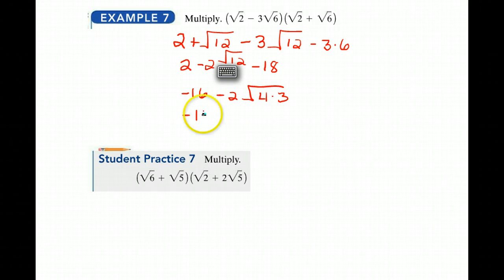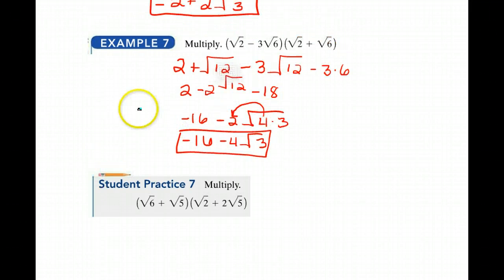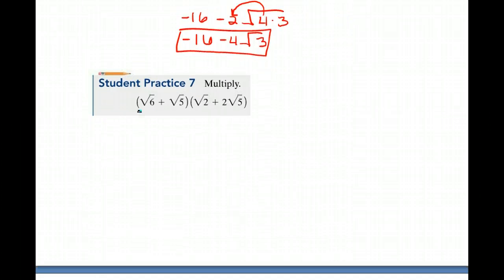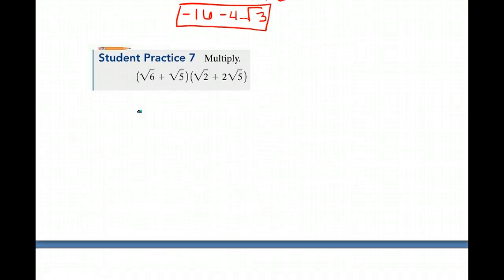As I evaluate the square root of 4, which is 2, we want to keep in mind that once we bring that square root out, we have to multiply it by that coefficient. So negative 2 times 2 is negative 4, square root 3. And this is our final answer. I would like you to go ahead and try student practice 7. Please pause the recording, and as soon as you're ready, we'll go over the answers together.